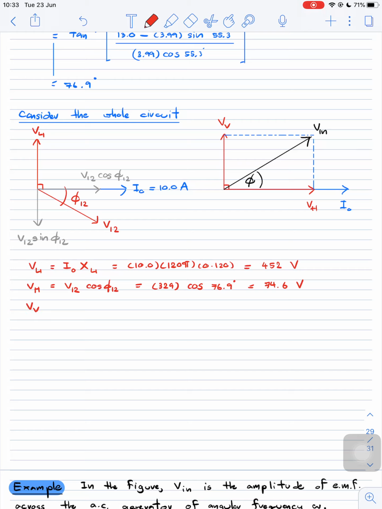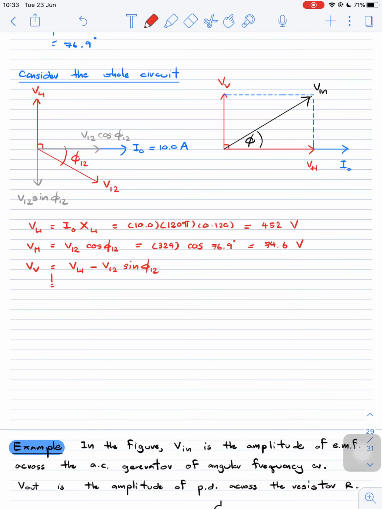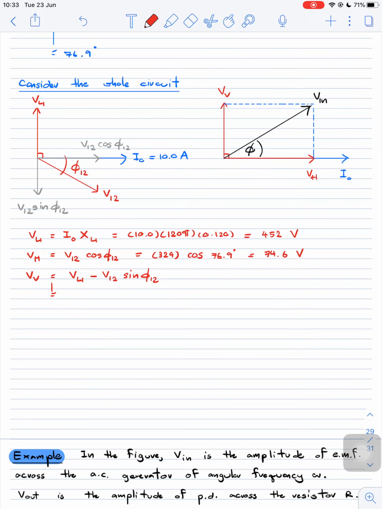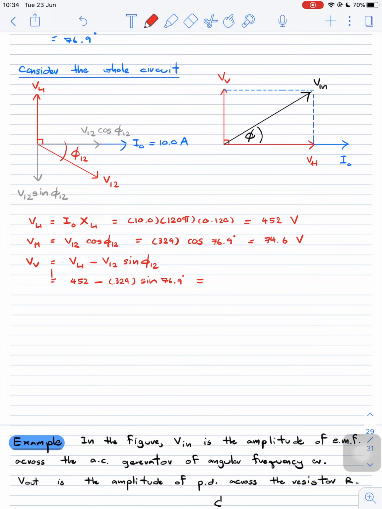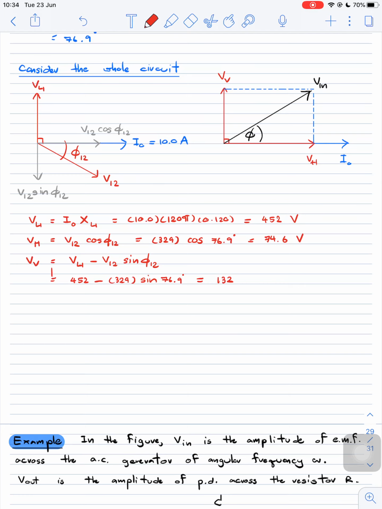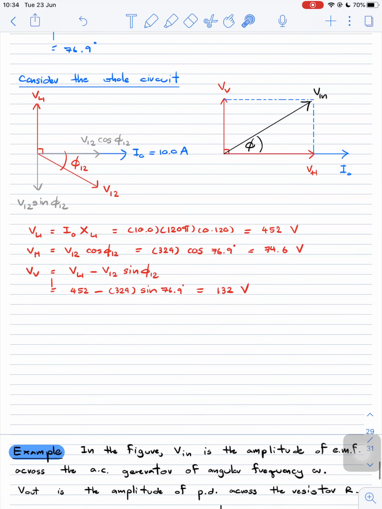Now how about the VV? The VV is going to be this component. It is equal to the VL1 minus the V12 times the sine of phi12, which is 452 minus 329 times the sine of 26.9 degrees. So we get that the VV is equal to 132 volts. That's great. Now we have this horizontal component and the vertical component already. We can find the V in.